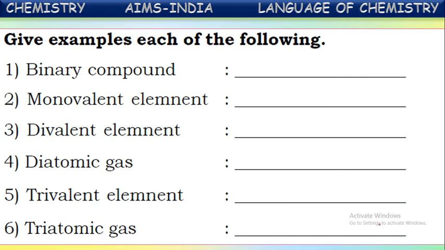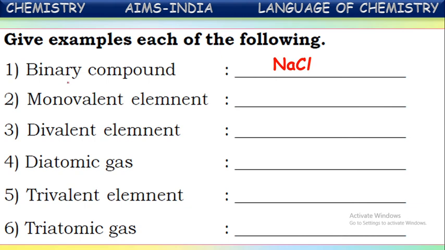Can you give an example? Yes, see here NaCl, which represents sodium chloride. In this, there are only two kinds of atoms, sodium and chlorine atoms. So, sodium chloride is one of the binary compounds.